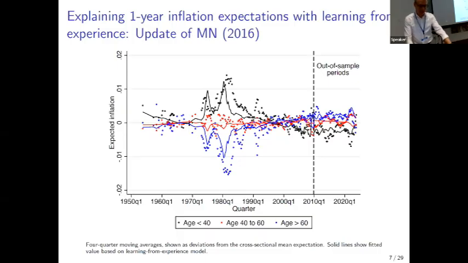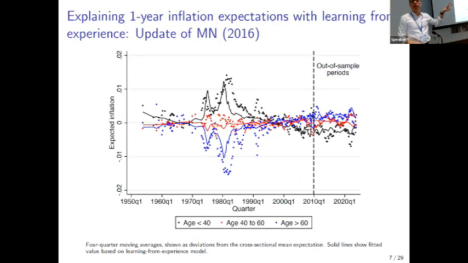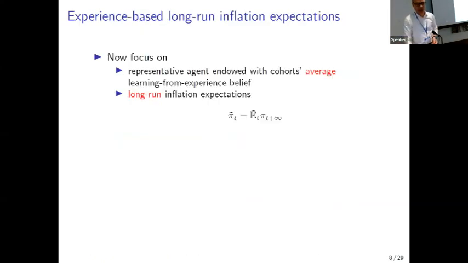All right, so this was the review of the evidence. And now I'm going to simplify a little bit to think about macro questions. The first thing is I'm going to forget about cross-cohort heterogeneity. And instead, I'm just going to focus on, if people form inflation expectations in this way, what are the implications for the dynamics of the average belief that people have? So averaging across age groups at every point in time. And I'm basically going to give that average belief to a representative agent, if you want.